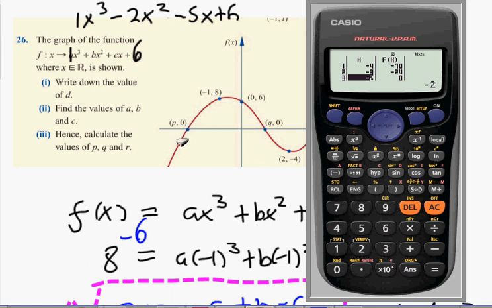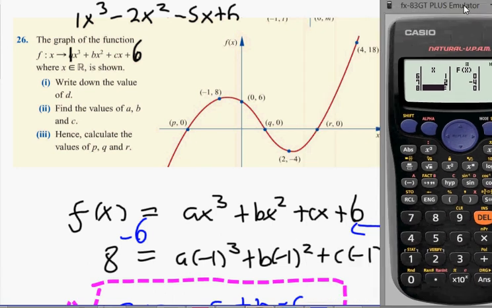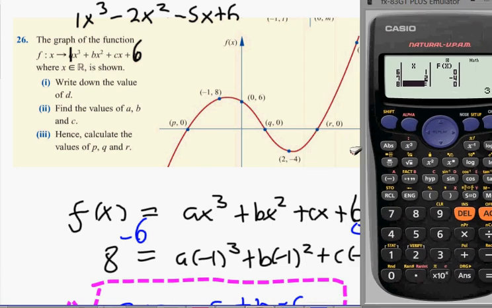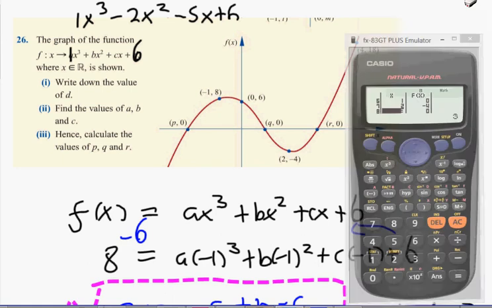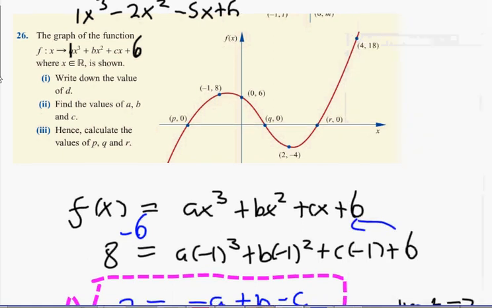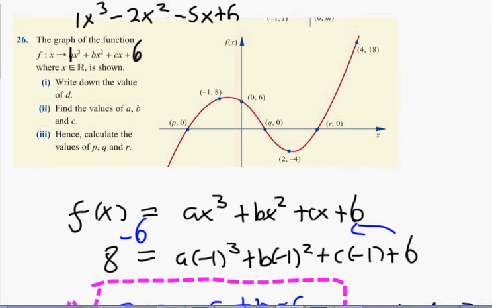Minus 2, 0. We already know what p is, don't we? What about minus 1, 8? Check. 0, 6. Check. 1, 0. Check. 2, minus 4. So look, we've already figured out what p, q and r are. And if you're in a hurry, guys, it's the best way to do it. Now, let me show you the official way of doing this. Yes?